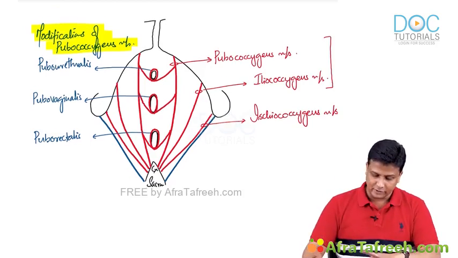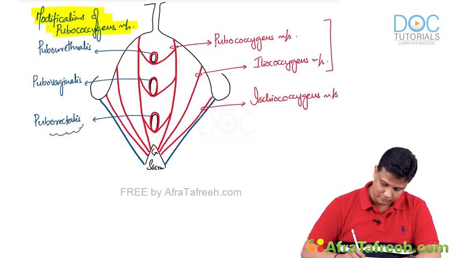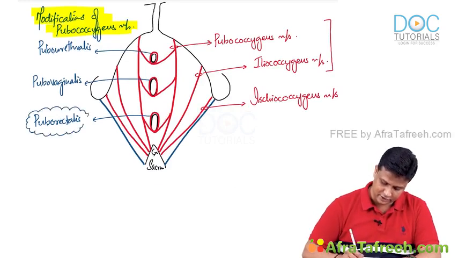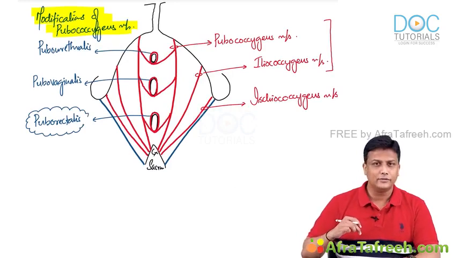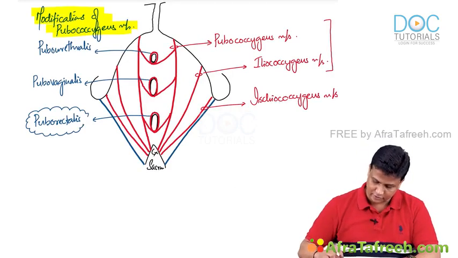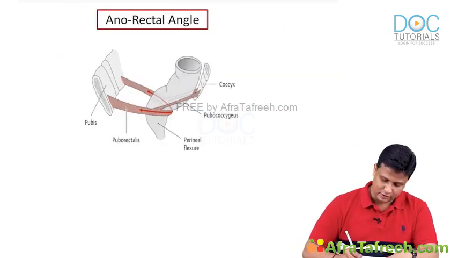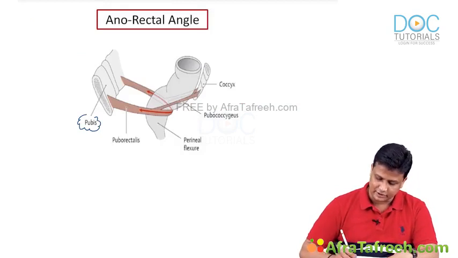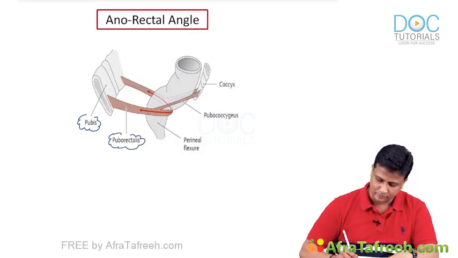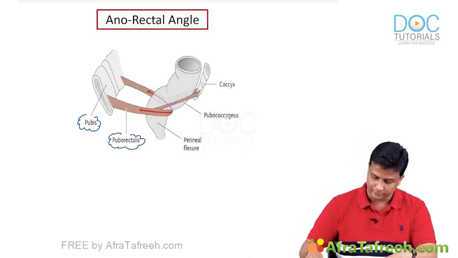Now, one more MCQ that we can solve from here. What about this pubo-rectalis muscle, guys? Pubo-rectalis muscle is the one which goes from the pubis, around the rectum, and again comes back. Let me show you a diagram for this one so that it becomes much easier. Yes, look at this one here, guys. Here you have the pubis, and from there you can appreciate the muscle, that is pubo-rectalis muscle, this one. That pubo-rectalis muscle is going around the rectum and again coming back.